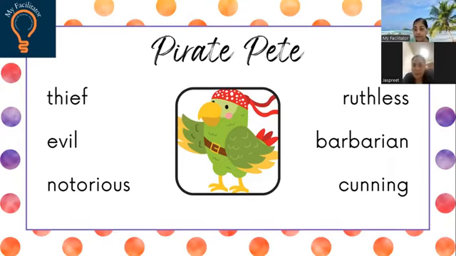Fine. Perfect. Now, see, there is a task here, Pirate Pate, and it's a name given to the bird. Now you know the meaning of all these words. I don't need to make you understand. Do I need to? Thief, evil, notorious, ruthless, barbarian, cunning. Right. Now you have 6 words. Using 6 words, you have to describe the parrot whose name is Pirate Pate.